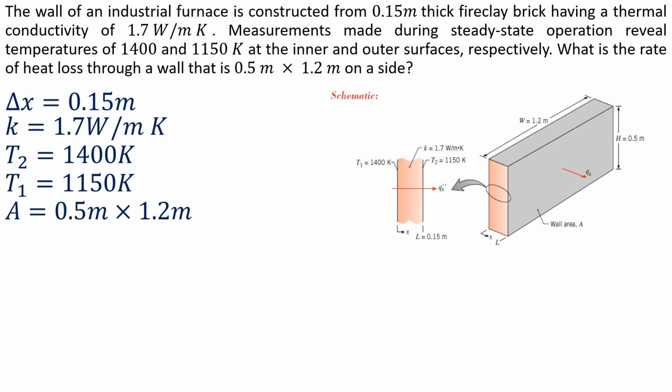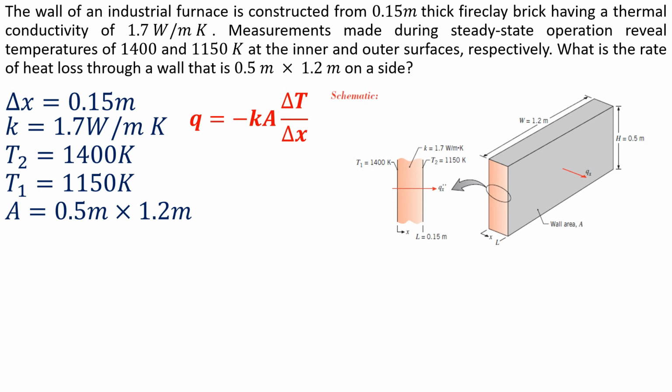The area through which the heat transfer occurs is 0.5 meter by 1.2 meter. Using Fourier's law of heat transfer, which is Q equals minus K A delta T over delta X. In the previous slide, we learned Qx double dash equals minus K dT over dx. dT over dx is replaced by delta T over delta X.